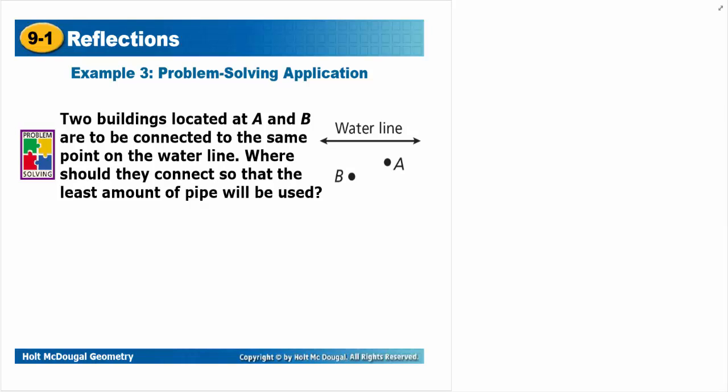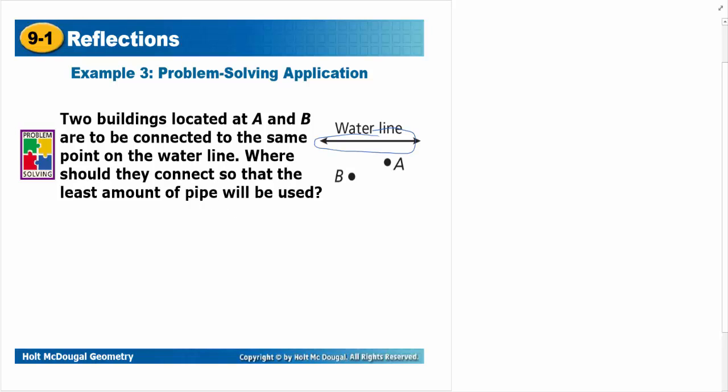A little bit of application problem solving. You need to understand what they're saying here before you just jump and answer it. So here we have 2 buildings located at A and B, and they're going to be connected to the same point on the water line. So what we're trying to do in a situation like this is find a point on this water line.